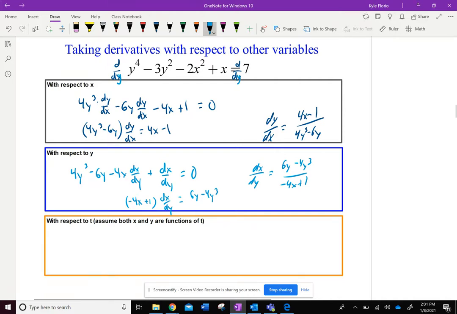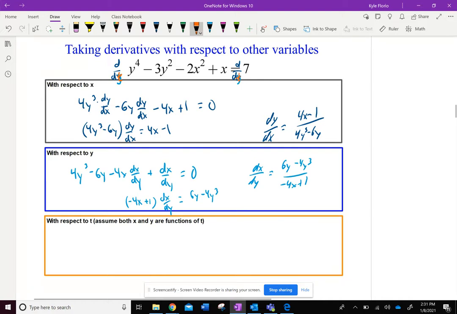So this second example is for practice, just looking at it differently. This third example is going to be the one that we're going to see more next time. So now, what if I take the derivative of both sides with respect to t? Now none of the variables are going to match, so there's going to be dy's and dx's because everything is with respect to time.